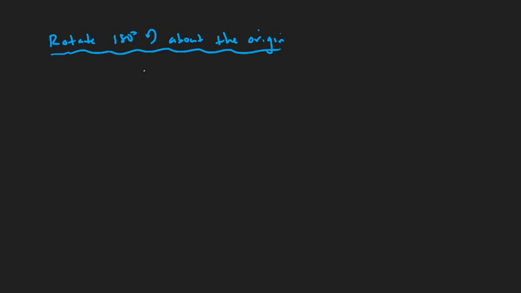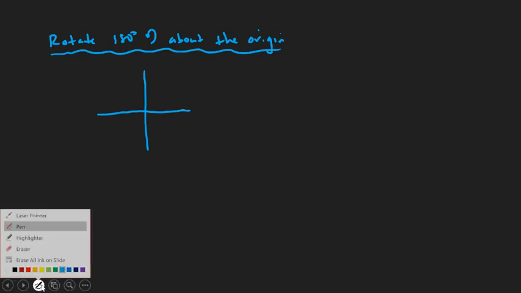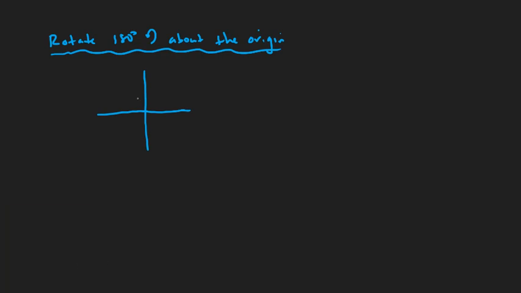Okay, so again, I'll draw my coordinate plane. Here it is. Again, we'll start with our point in the first quadrant. So here is my point A. It has coordinates of x, y. So again, we're looking to see what happens with our A (x, y). What happens to our pre-image to become our image A prime.